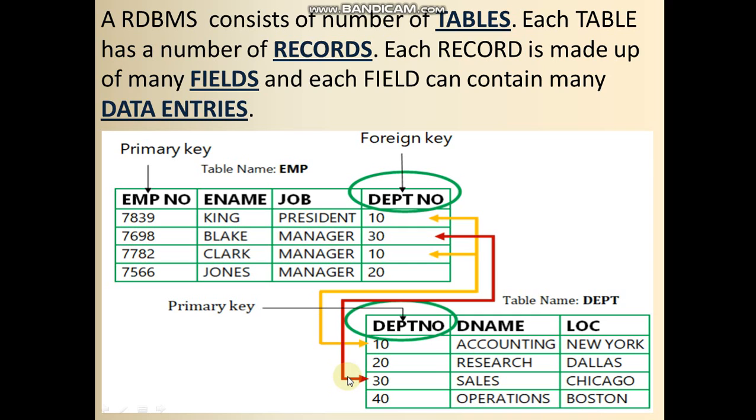This is the advantage of RDBMS also. RDBMS consists of number of tables. Each table consists of number of records that we call as rows. Each record is made up of many fields, that is columns, and each field may contain many data entries.